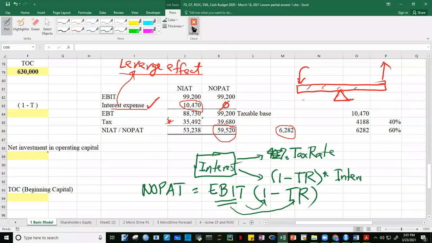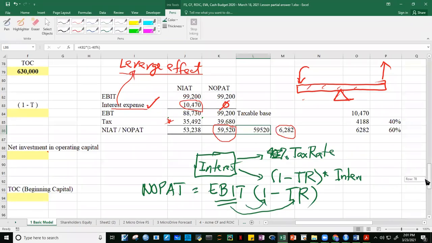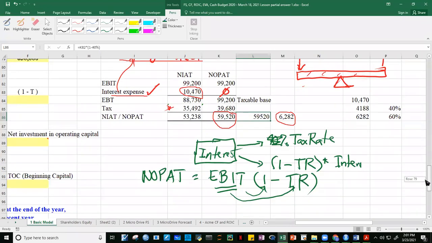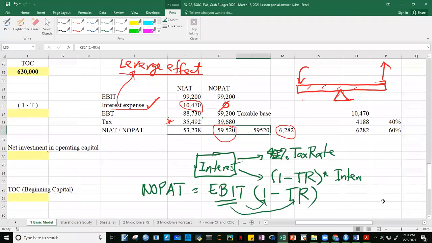So let me just illustrate that. This is also equal to your EBIT times 1 minus tax rate. Our tax rate is 40%. 59,520. Okay, so that's how we compute for the net operating profit after tax.